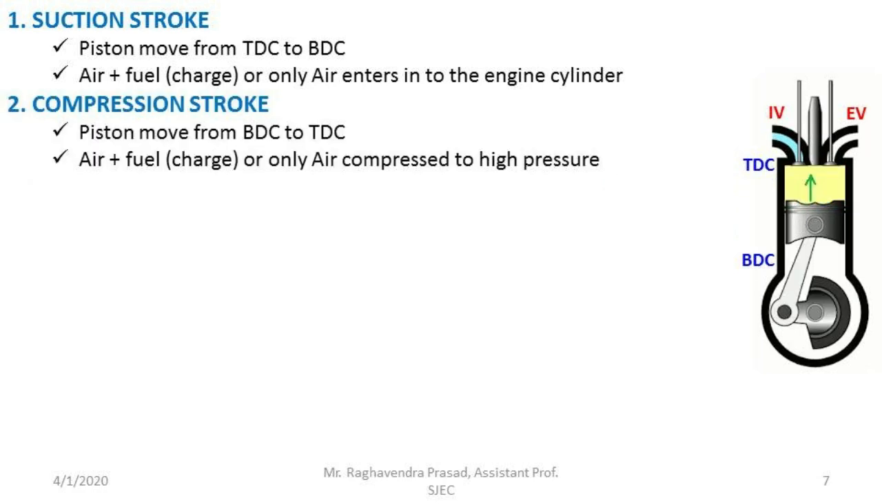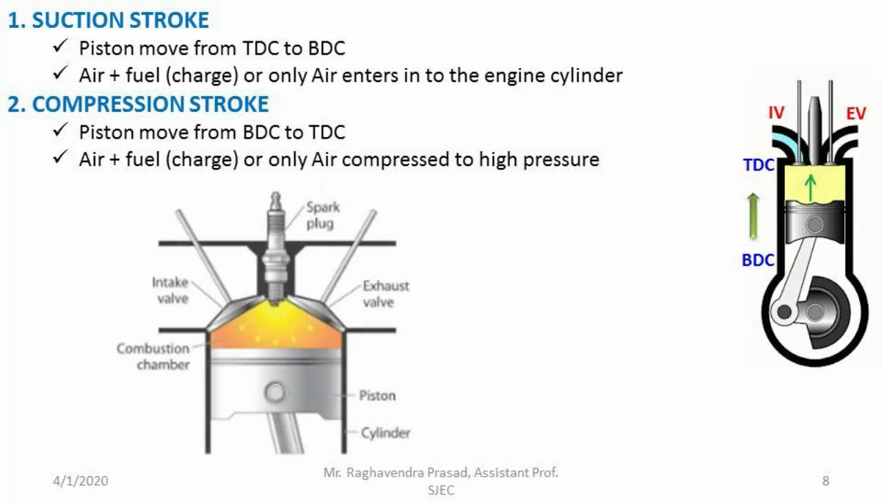Compression stroke. This stroke begins at bottom dead center, or just at the end of the suction stroke, and ends at top dead center. In this stroke, the piston compresses the air fuel mixture in preparation for ignition during the power stroke. Both the intake and exhaust valves remain closed in this stage. At the end of the compression stroke, the spark plug fires the mixture in the combustion chamber.